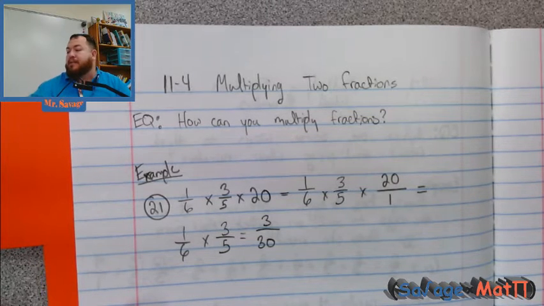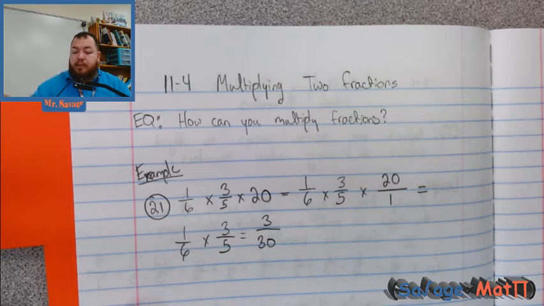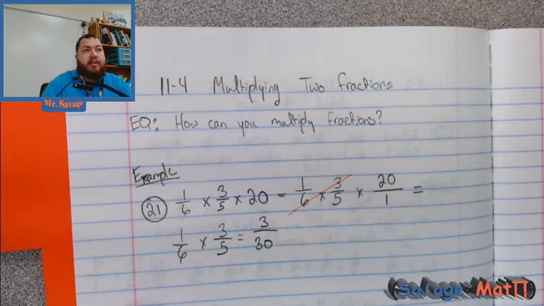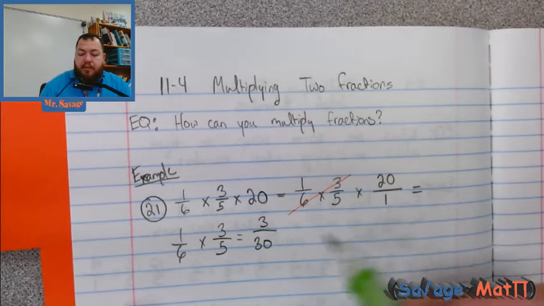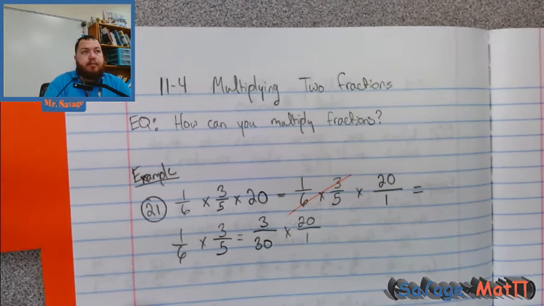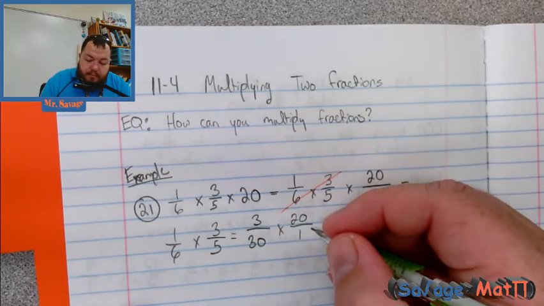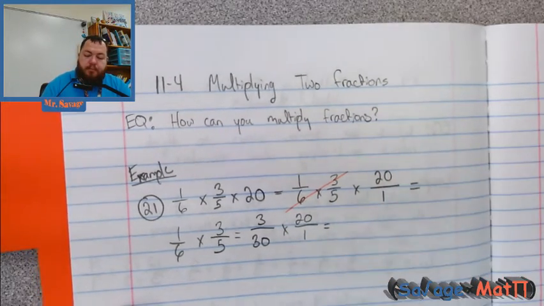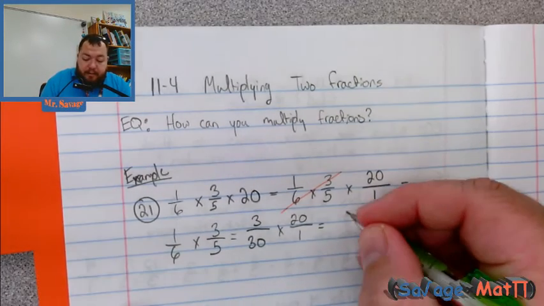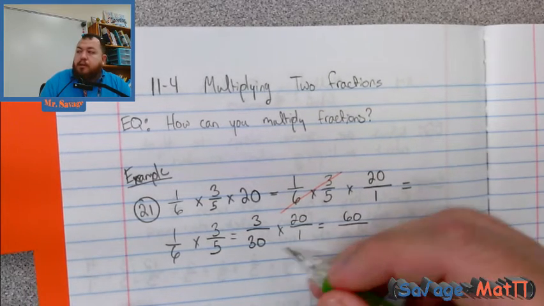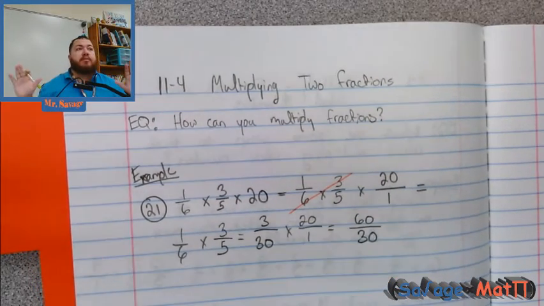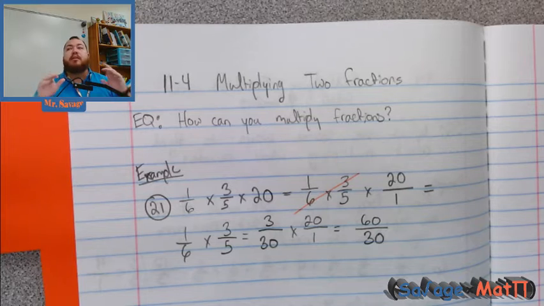Now, if I follow my second step where I work this problem out in sections, one thing I always like to do is cross out the problems that I've done so far. So I know that 1/6 times 3/5 turned into 3/30. Then I need to bring down times 20 over 1. Three times 20 is 60. 30 times 1 is 30. Really simple so far. I haven't done anything that you guys didn't learn before.